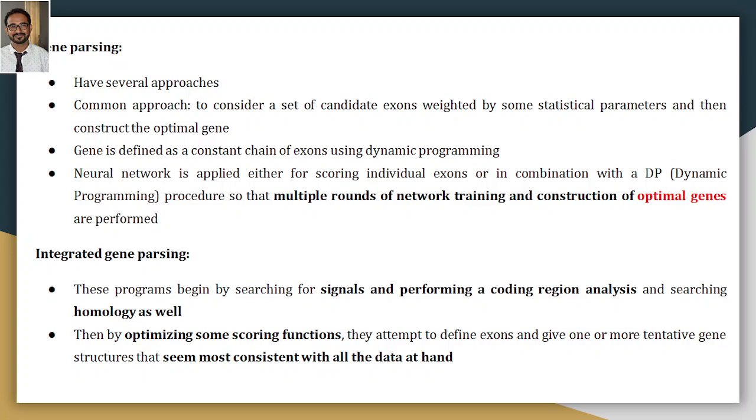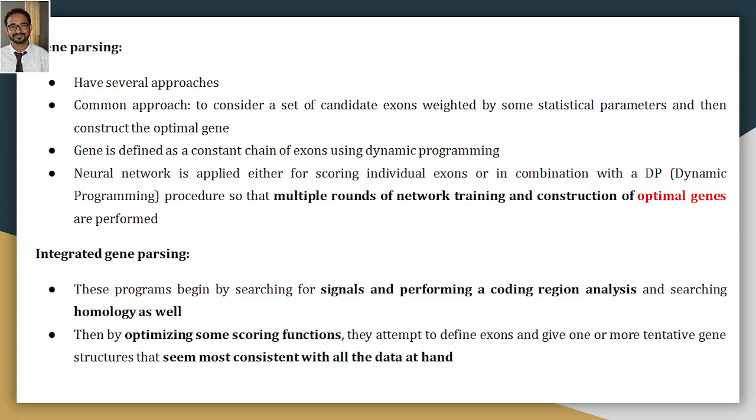Because it totally depends on the structure, the gene is defined as a consistent chain of exons using dynamic programming. When you speak about DP, that is dynamic programming, the algorithm doesn't know what a gene is, right? So whatever gene you get, you have to define it in terms of a consistent chain of exons. Now why exons? Because we need only coding regions.